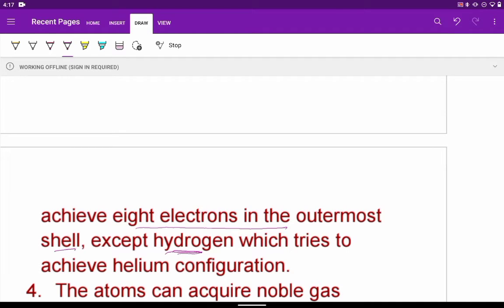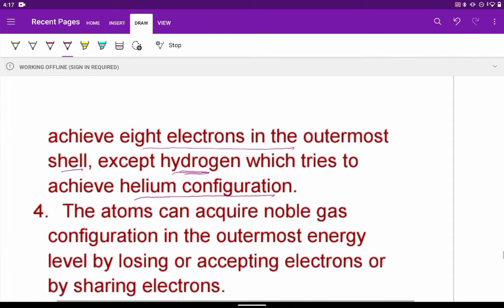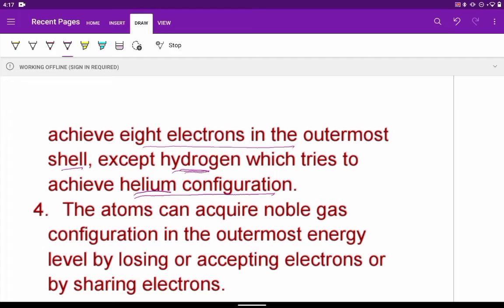Hydrogen, it will try to achieve helium configuration, that is, it will try to complete its duplet. 2 electrons, 1s2, it will try to become 1s2 like helium. Because it is having the first shell only, it has only s orbital. The maximum capacity of s orbital is 2 electrons. So hydrogen will try to achieve 1s2. And if it does so, it will become stable. So this is an exceptional case. And as you know, helium is also a noble gas. It is the first noble gas actually.